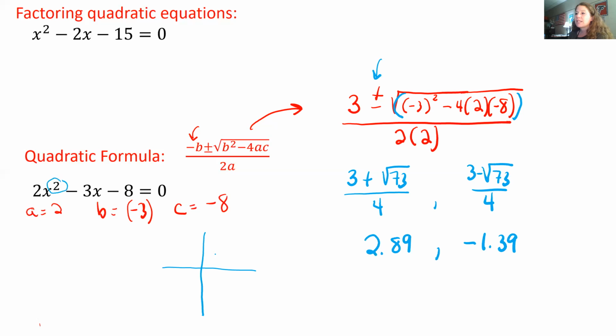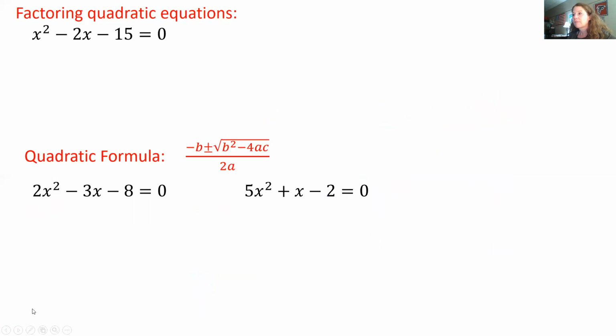It's going to come down here somewhere. I don't know what the vertex is right now, but my x-intercept on this side is almost 3, and on this side, it's about negative 1.4. Okay, so those are still real answers. So even though, in fact, we would have said last unit that this quadratic is not factorable. Well, it actually is, but we have to use the quadratic formula to factor it. Okay. All right, let's try another one.